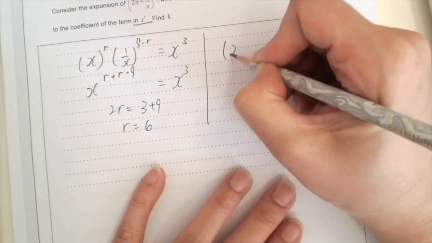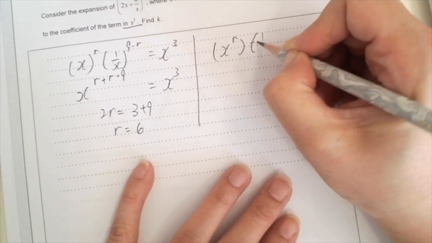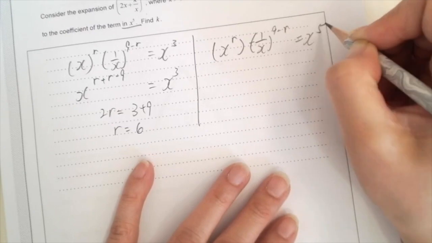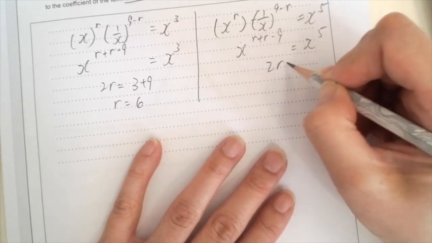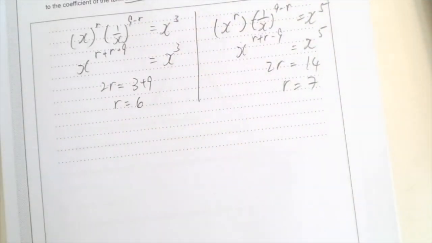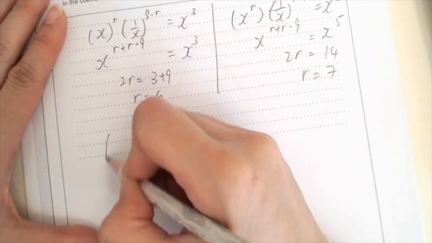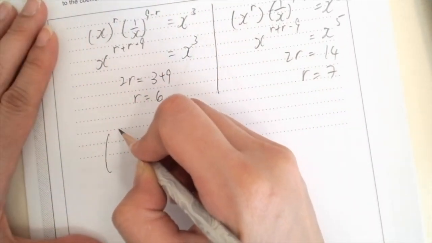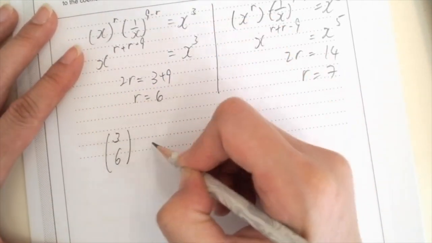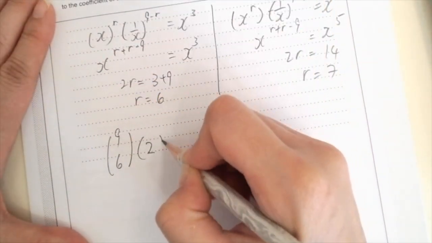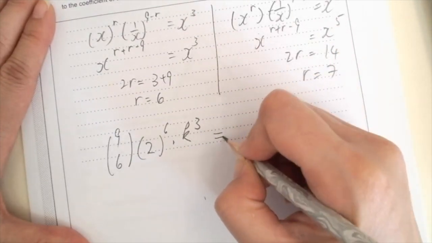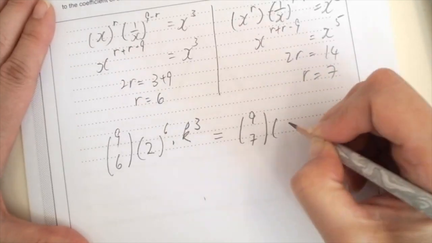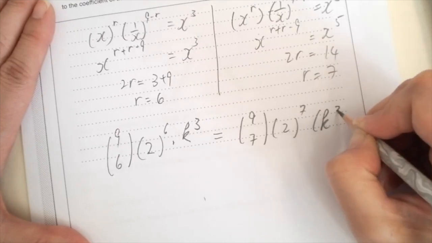And the other one, we do the same thing. So we have x to the power r plus r minus 9 equals x to the power 5. So 2r equals 14, r equals 7. Now the two coefficients are the same. We care about the coefficient only. So we have first 9C6 times 2 to the power 6 times k cubed equals 9C7 times 2 to the power 7 times k squared.